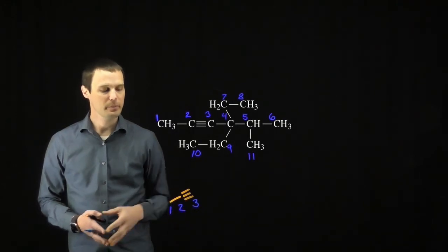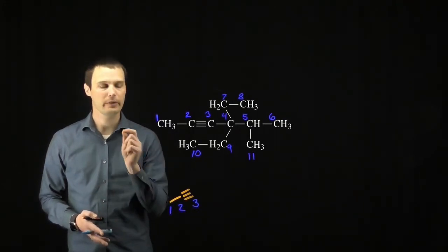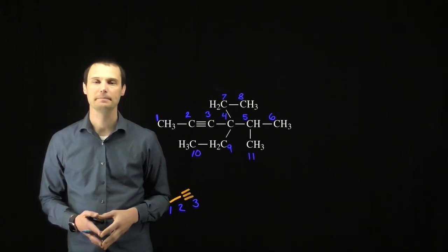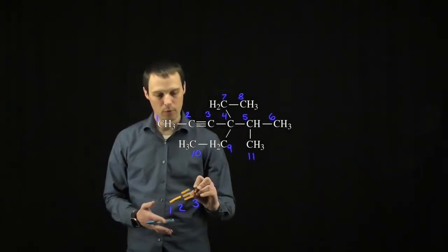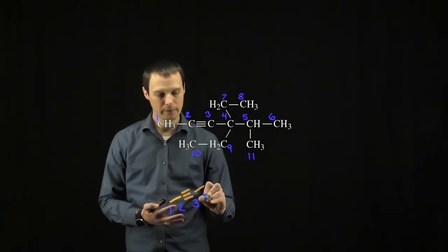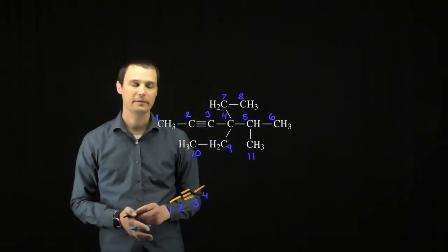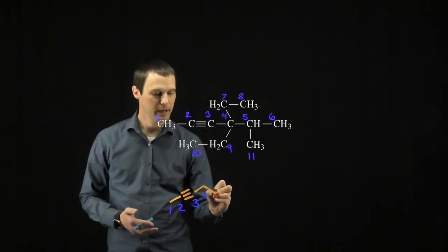I like to leave a little bit of a space between the single bond and the triple bond just so I'm very clear about where carbon number 2 is. I'll do the same thing with carbon number 4, adding a bond to carbon 4 that's also linear. From here we have bonds to 5 and 6. We can put those in our regular zigzag orientation.